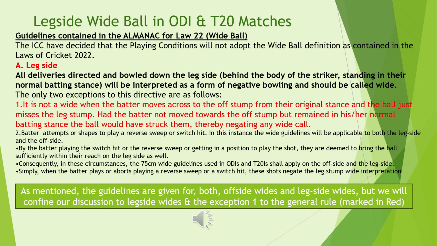It is not a wide when the batter moves across to the off stump from their original stance and the ball just misses the leg stump. Had the batter not moved towards the off stump but remained in their normal batting stance, the ball would have struck them, thereby negating any wide call.